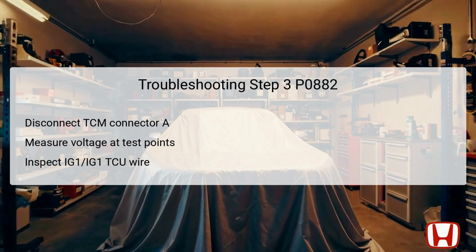If battery voltage is confirmed, this indicates that the IG1 TCU wire is intact, leading to a suggestion of possible issues with the TCM itself. Consider substituting it with a known good unit for further testing. If no voltage is detected, this points to an open circuit in the IG1 TCU wire, requiring immediate repair between the TCM and the underhood fuse or relay box.